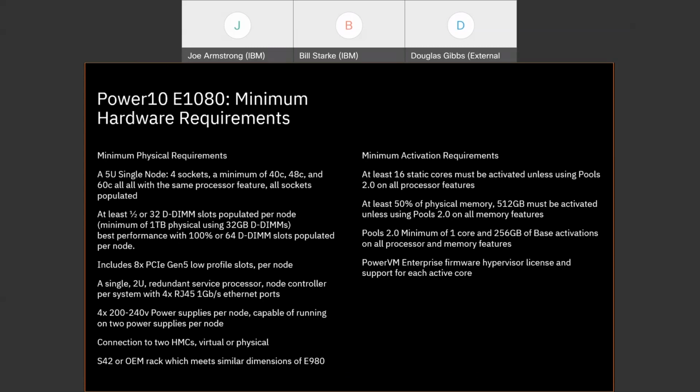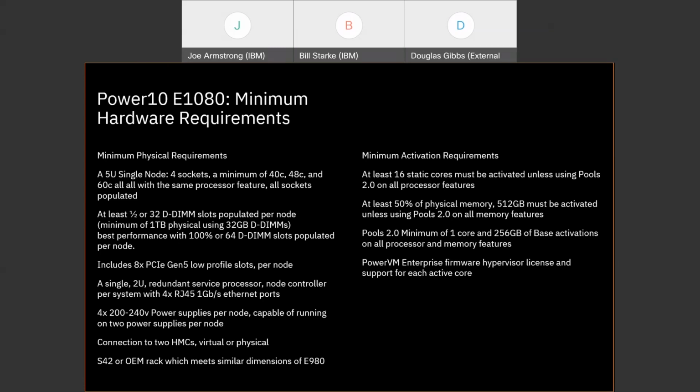All right, so there's a few E1080 minimum hardware requirements I just want to go over. One is, of course, you have to have a single node. All 4 sockets have to be populated in the node. We don't have any nodes that are just 1 or 2 or 3 sockets. So there's at least 40 cores in a node, 48 if it's a 12-core system, or 60 if it's a 15-core system. At least half of the DIMM slots have to be populated, so you have to have at least 32 DIMMs and a terabyte of memory in there.